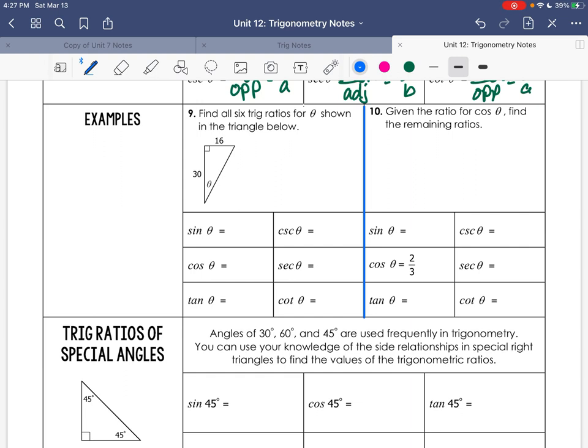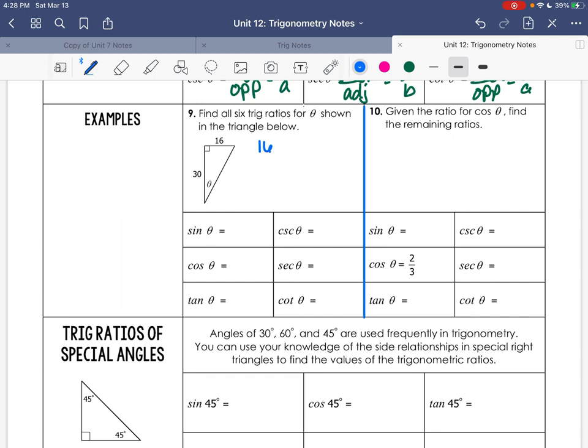So number 9, we're going to work some stuff out and fill in these 6, and then for 10 we'll fill in the other 6. All right, so the first thing you have to do is find the hypotenuse. Otherwise you can't fill up these tables and know what the answers are for the ratios.